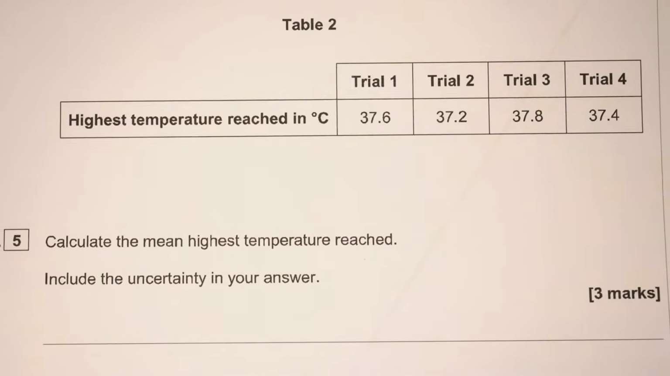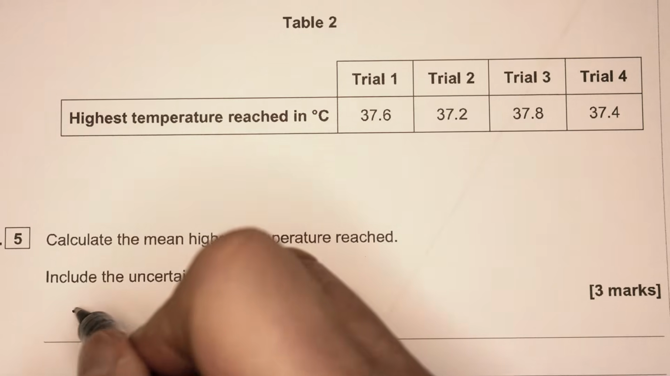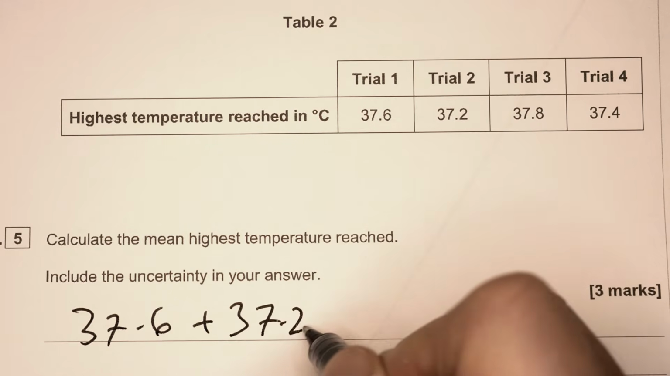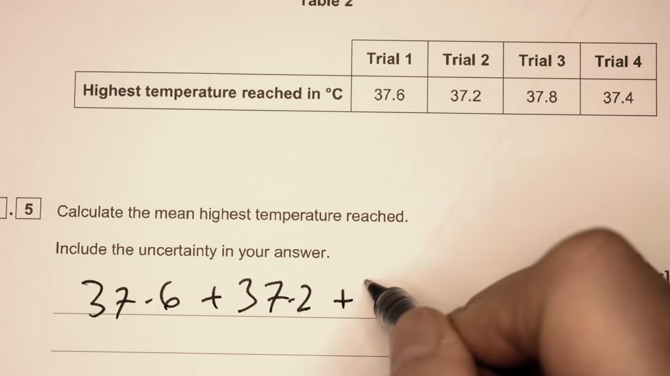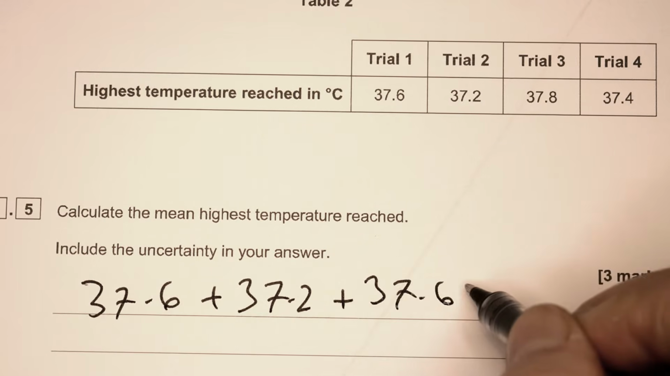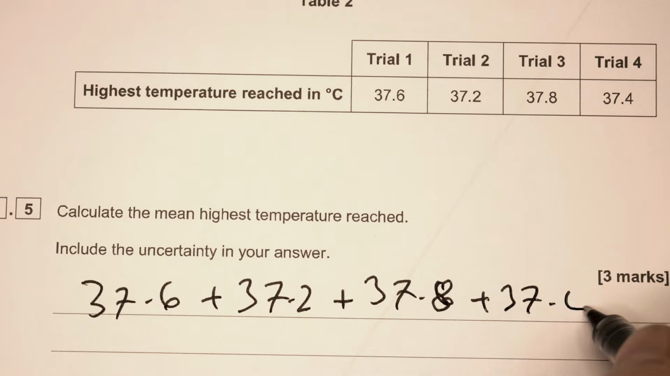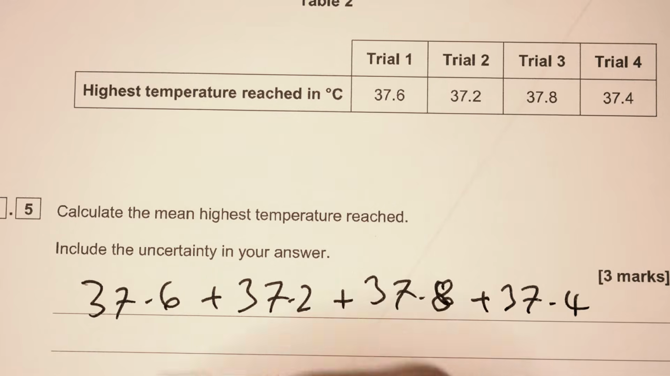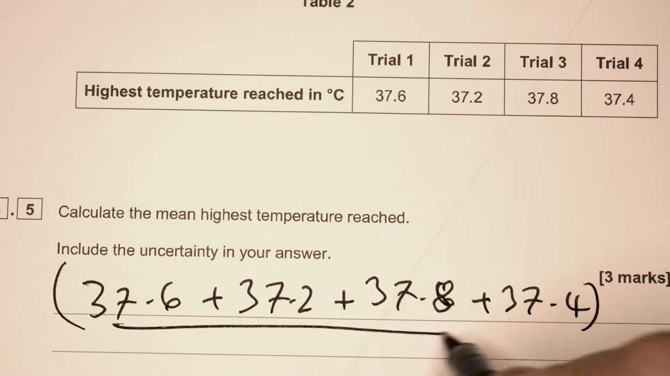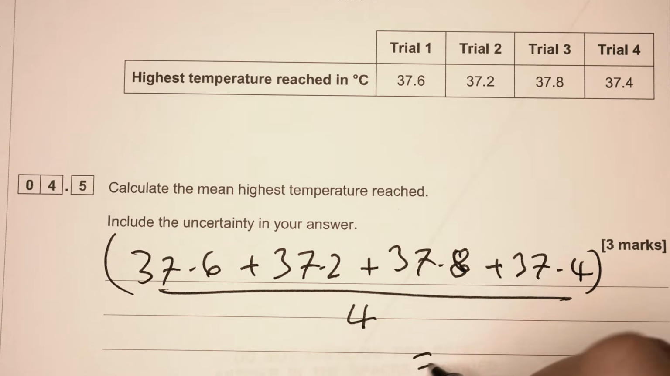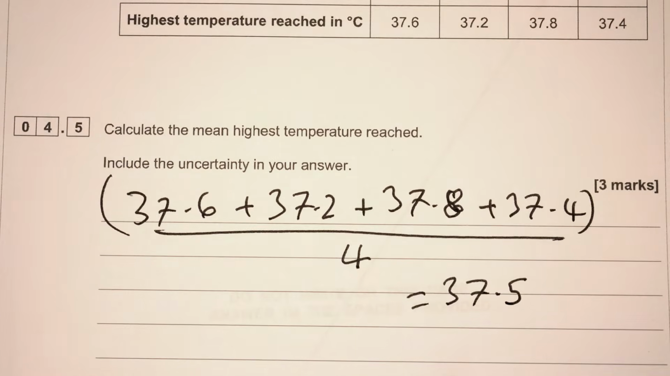So to calculate the mean, we're going to do 37.6 plus 37.2 plus 37.8, plus 37.4. So all 4 of those, we're going to add them up first of all and then divide by 4, and that comes to 37.5. But it's also asking us to include the uncertainty in our answer.